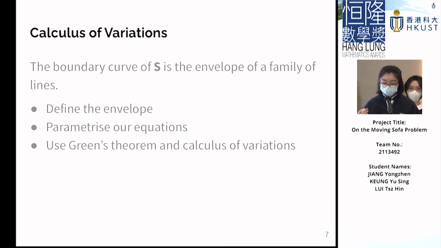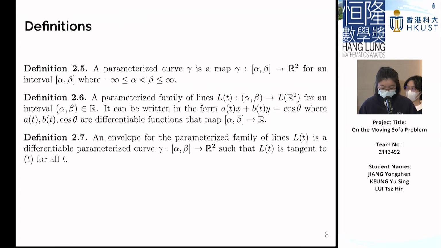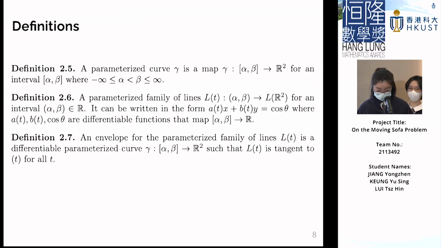So first we need to define the envelope, and then we parametrize our equations, and finally we use Green's theorem and calculus of variations to find the maximum area. So more definitions, but essentially the parametrized family of lines, L t, can be written as Ax plus By equals C. There's a typo, and they are all differentiable.